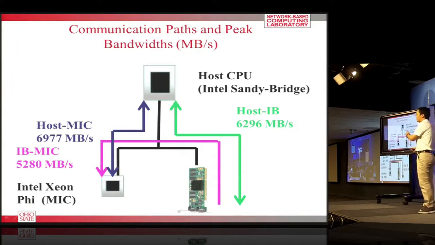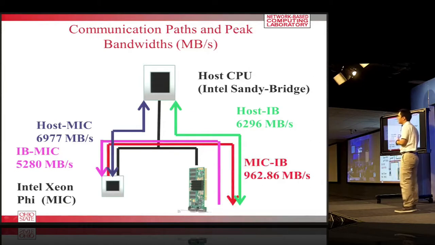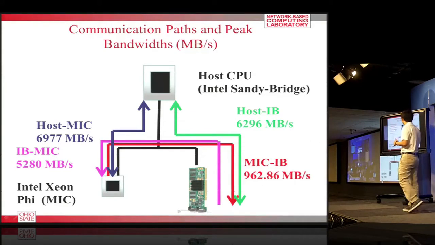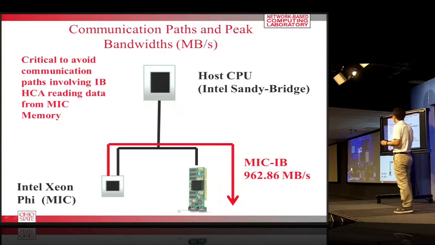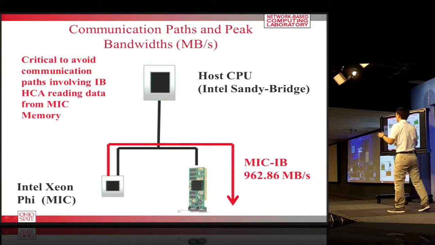But here we see if we read the data from MIC memory through the IB device, then it is less than 1,000 megabytes per second. So this is the big bottleneck. We need to avoid communication paths involving the IB HCA reading data from MIC memory. Okay, these are the bottlenecks in the system.